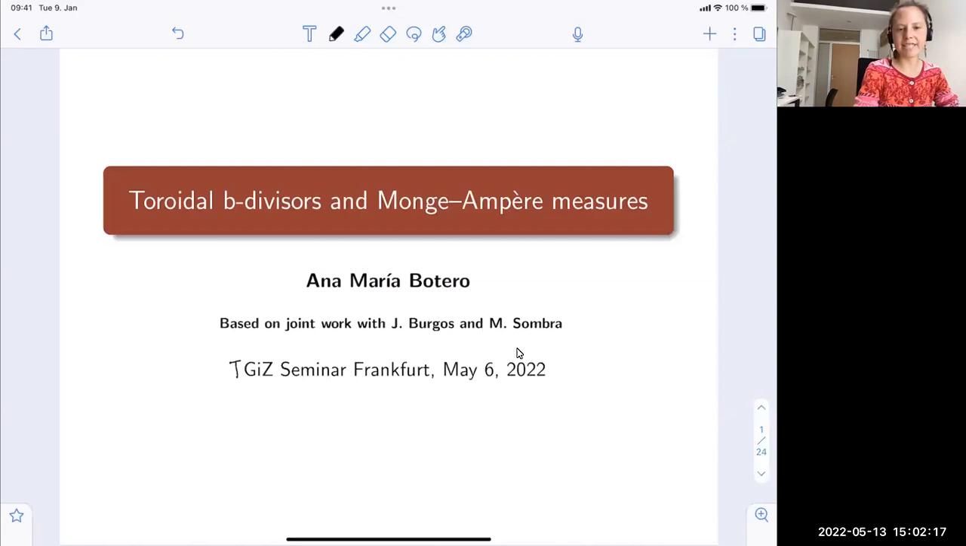Yeah, let me start by saying that this is based on joint work with Jose Burgos, who will talk next, and also partially with Partit Sombra. So let me start by giving you the outline of the talk.